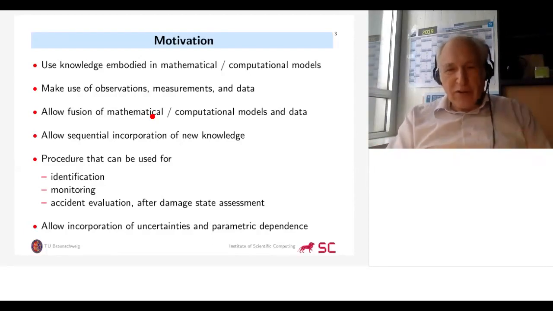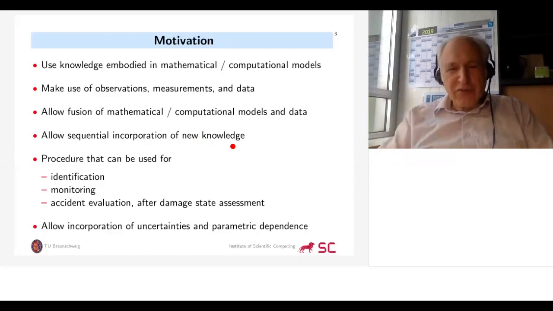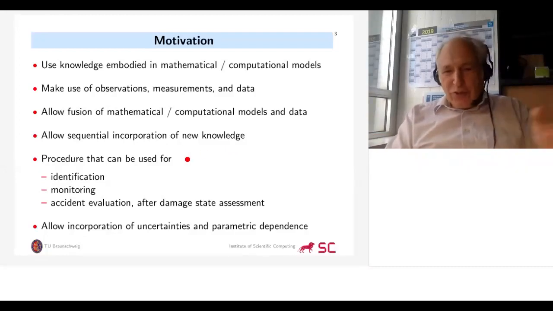So we want to get mathematical models together with data, okay? And it should be possible to do this sequentially. So you get one piece of information, you update your model, you get another piece of information, and it becomes even better, and so on, okay? So these are procedures. They can be used for what I was just talking about. They can be used for identification. This is what I was talking about.